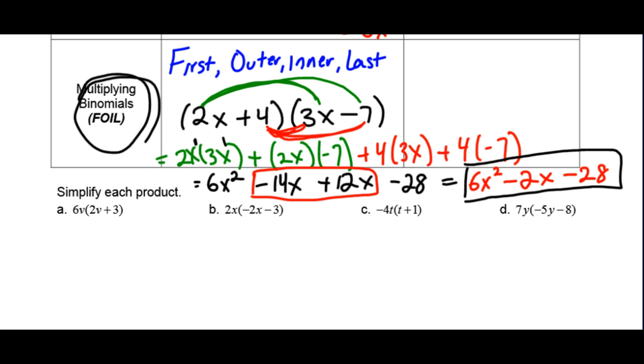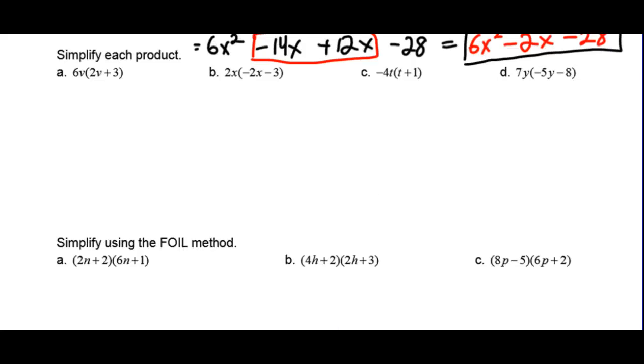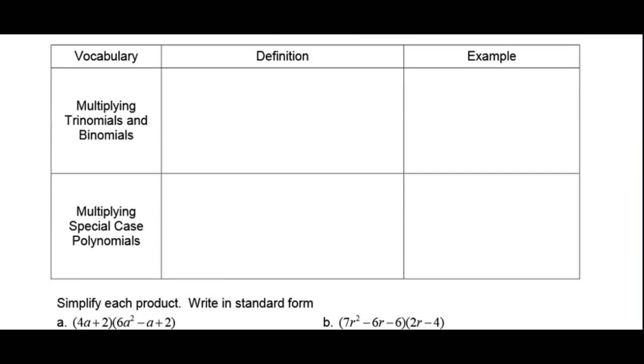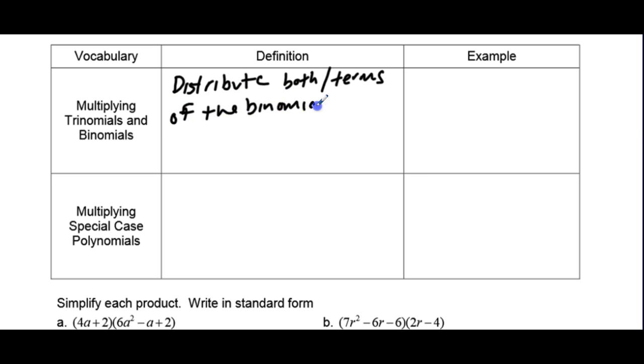So try these bottom equations, these samples, and again, we're going to go over that in class, all right? The backside, you guys, this is just taking it a step further. What we're doing is we're taking trinomials and binomials and we're multiplying them. And again, all we have to do is distribute both, or I guess all terms, let's say, of the binomial to the trinomial.